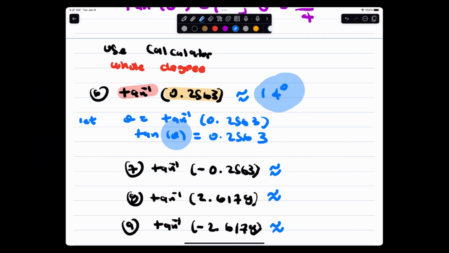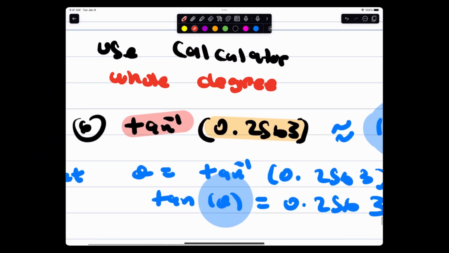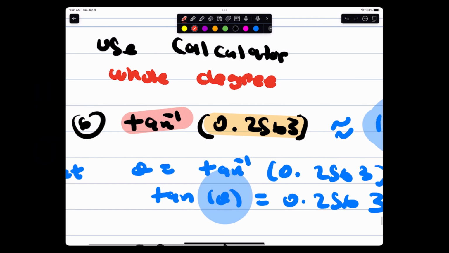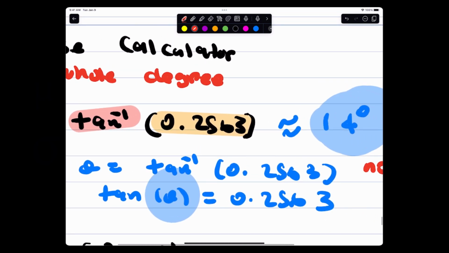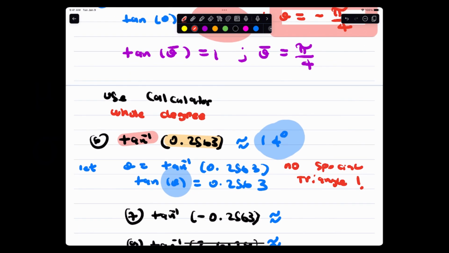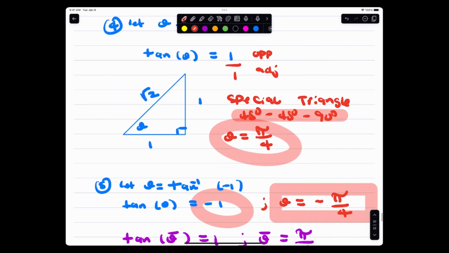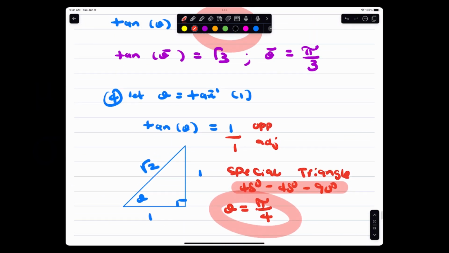So you don't have a 14-degree special triangle. You got 30, 60, 90. You got 45, 45, 90. So that's the idea I should say to you. There is no special triangle here. So you don't go through the process. You just use your calculator like they told you. That's all. So these are easier. You know, the exact questions are different because there is a special triangle.